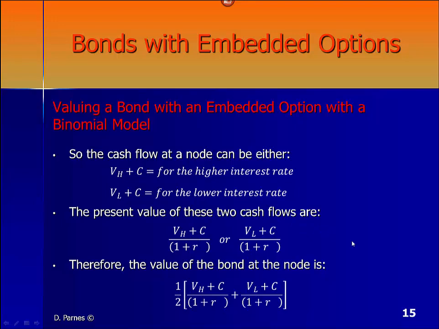On your homework practice questions, what I did there over several questions is that instead of discounting this cash flow separately from that cash flow and then taking the average, you can make a shortcut here by adding those cash flows, VH plus C plus VL plus C, and divide both of them by 1 plus the interest rate because it is the same interest rate, and then divide by 2. So mathematically speaking, it is the same thing. Let's see a couple of examples how it is done.